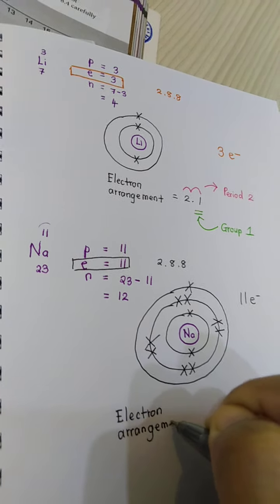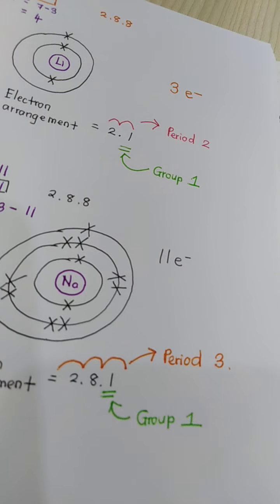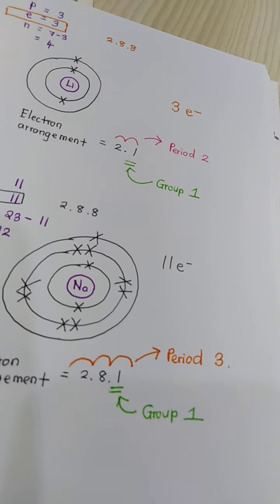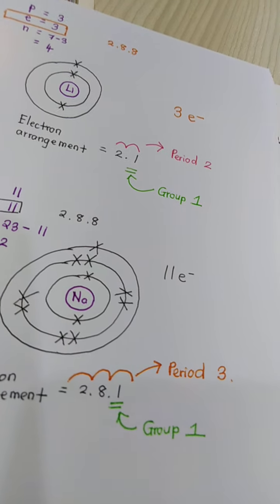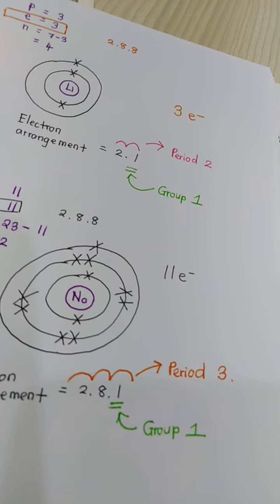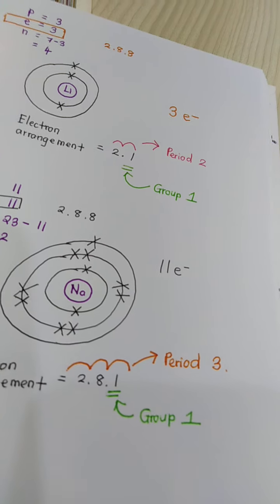So from here, I can conclude that both lithium and sodium belong to group 1 elements, but lithium is located in period 2. So it should be above sodium in the periodic table of elements.